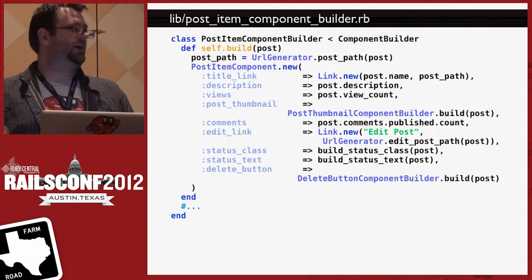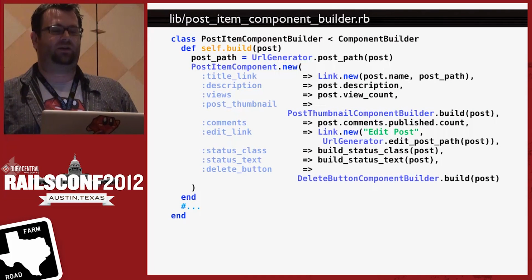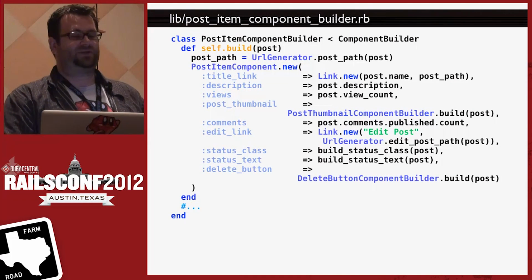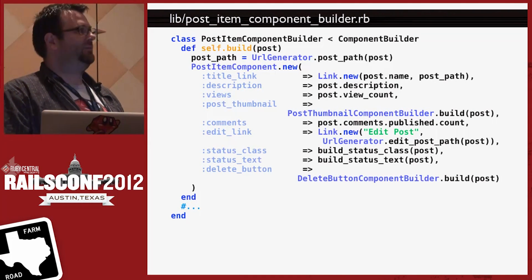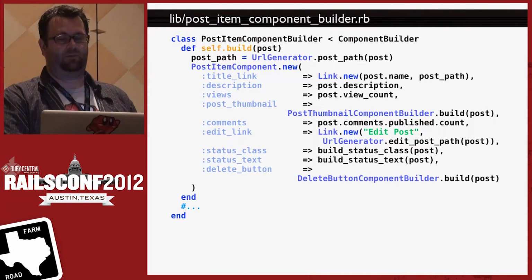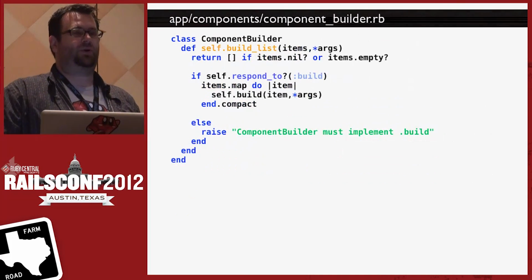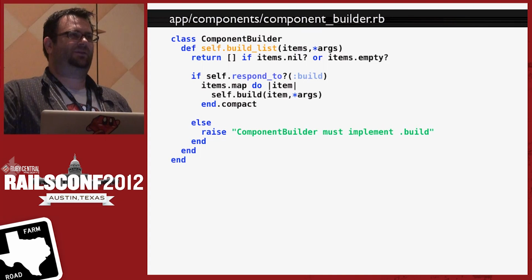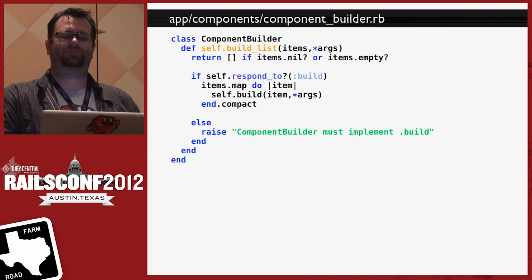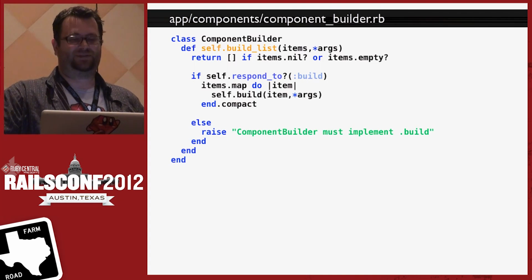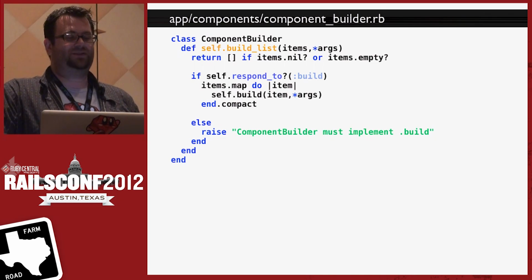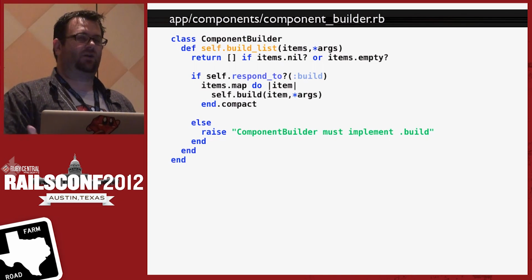And I wonder where that's defined. I'm guessing it's going to be defined in the component builder that our post item component builder in the lib directory is inheriting from. Now notice where component builder lives. It's no longer in lib. Now it's in app components. Not sure why, but there it is. We found it. And there is our build list.